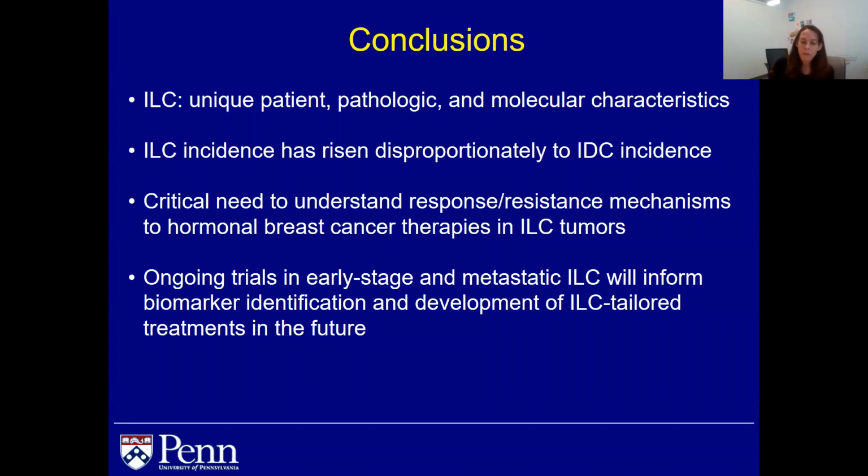I've reviewed with you the ongoing trials in both the early stage and metastatic setting, and I'm very hopeful that they will inform biomarker identification and development of some true ILC specific tailored treatments in the future, but we definitely have a lot more work to do before we get there.